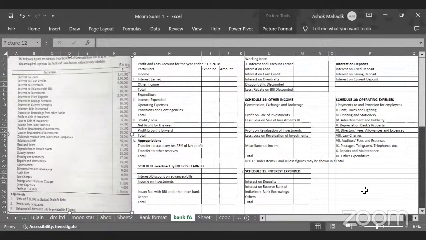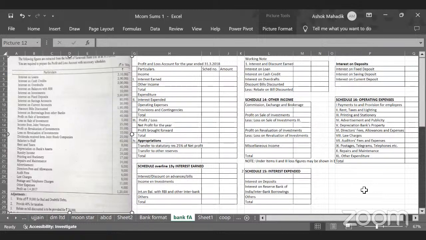Clear? Then salary to staff. These are routine expenses. Okay, will be put in schedule number 16. Okay, rent and taxes, again schedule number 16. Then depreciation, again schedule number 16. Then we have sundry income. So here income is there. So schedule number 14, that is other income. Printing and stationery is an expense, regular expense. We will go to schedule number 16. Repairs and maintenance, schedule 16.